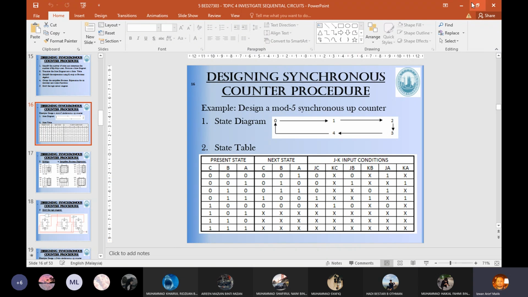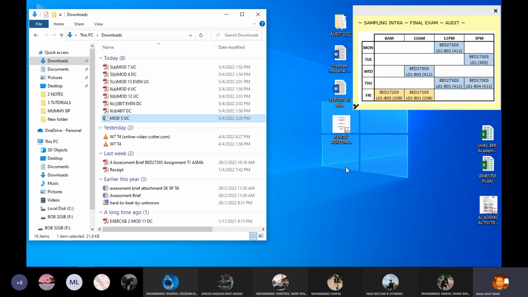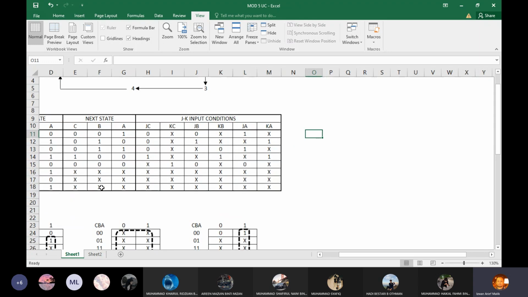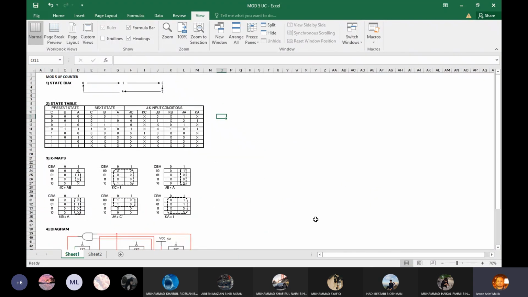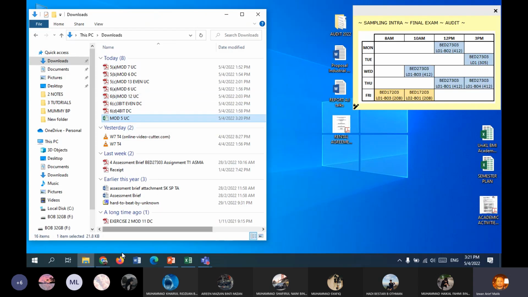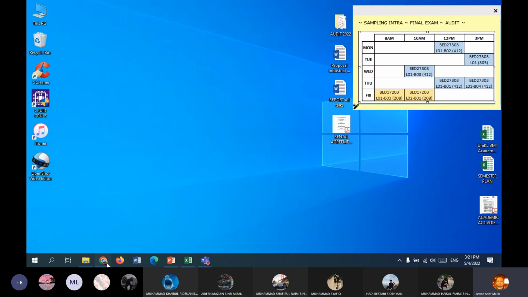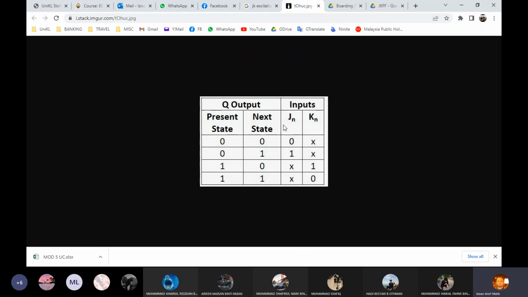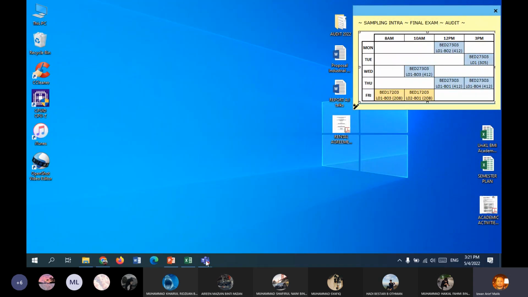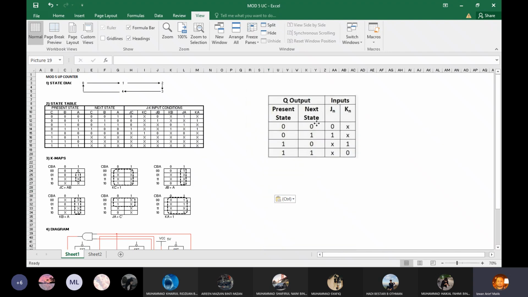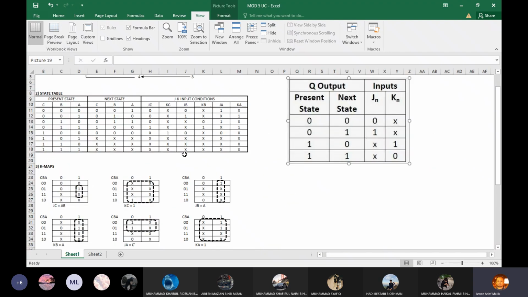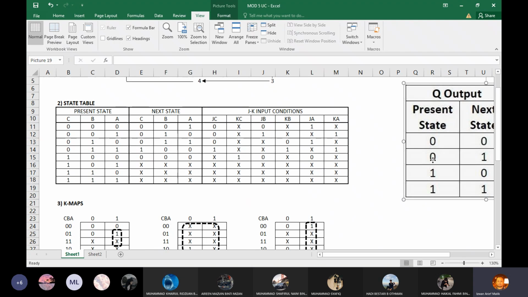Okay, so this is the solution. So basically this is the file. Then you need the excitation table. Where's my excitation table? Don't have it here. Okay, so right, this is my excitation table. I'll increase it a little bit.